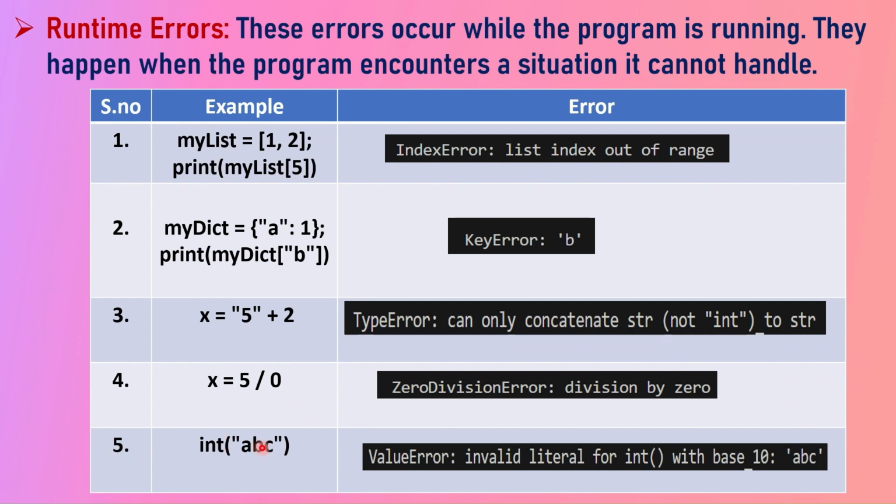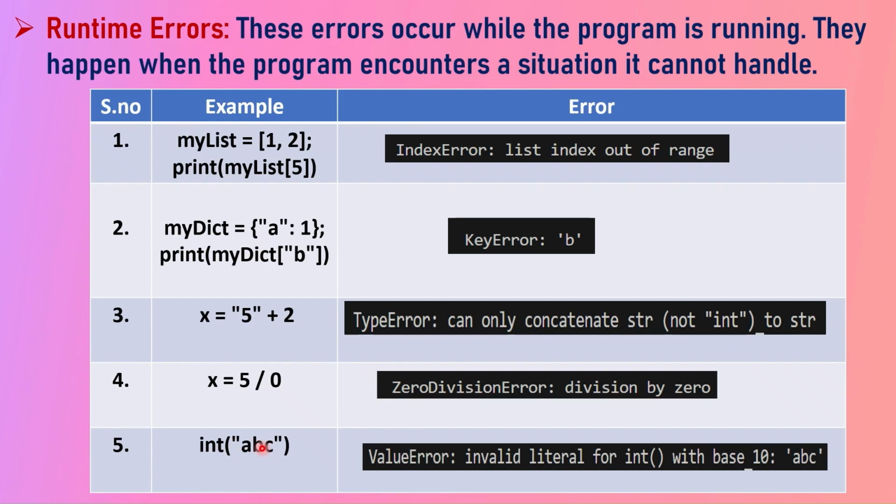Now let's see the last example. Here, I told you, right, that any string within double quotes, we can call it a string. So here ABC is a word. I have given it within double quotes, so it's a string. Is it possible to convert the string into a number? No, right?